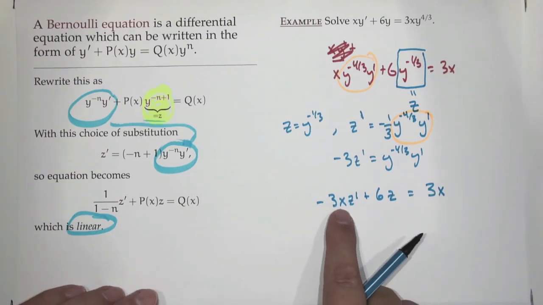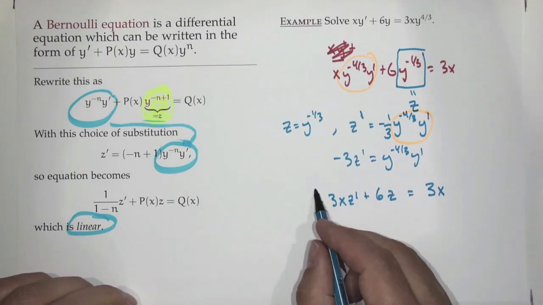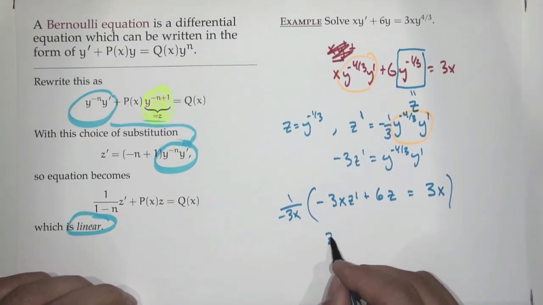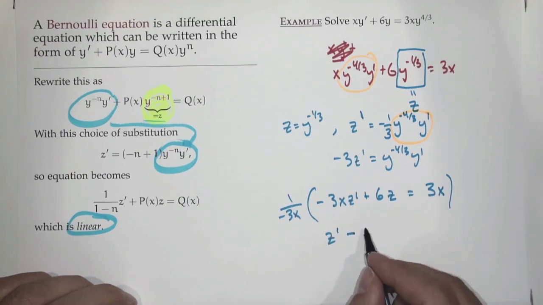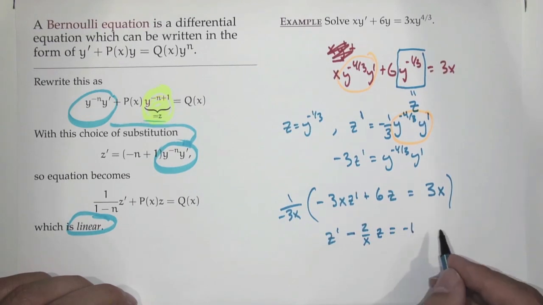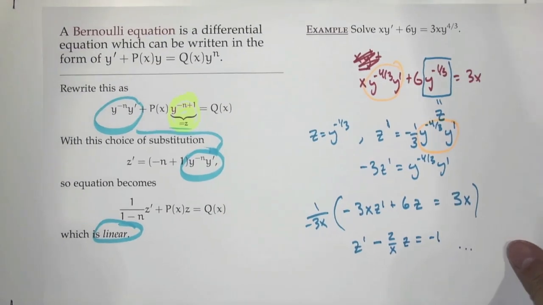We want to make what's in front of the z prime should be what? 1. So what should you do? Yeah, everything needs to be divided by 1 over minus 3x. So you'd end up with z prime minus 2 over x times z is equal to minus 1. And the process continues, but we're not going to because we have other things.